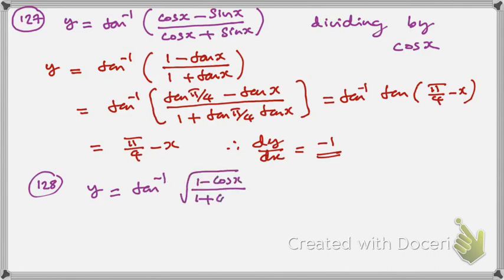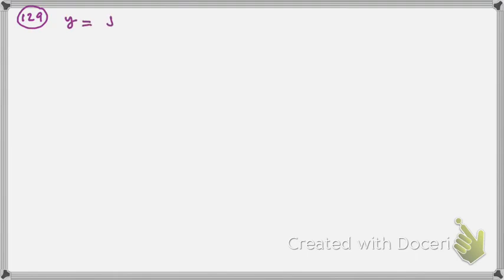Looking at this question here, y is equal to tan inverse of root of (1 minus cos x) by (1 plus cos x). I think you should do this as homework. Pretty direct question. 1 minus cos x has a half angle formula, 2 sine square x by 2. 1 plus cos x has a half angle formula, 2 cos square x by 2. So you will replace 1 minus cos x by 2 sine square x by 2, and in the denominator 1 plus cos x by 2 cos square x by 2.